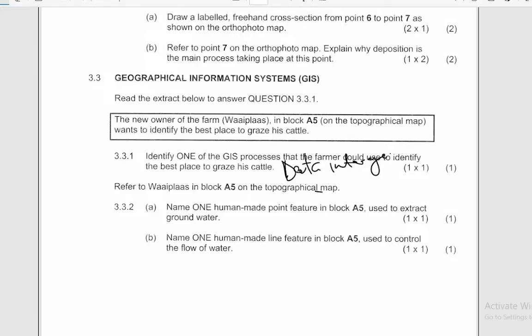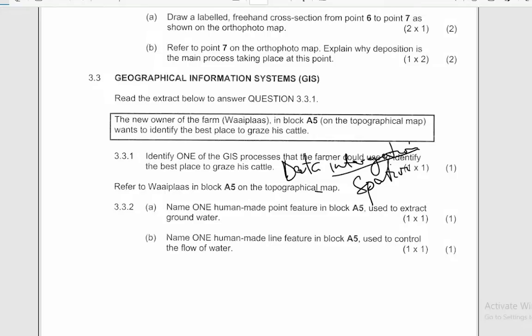Integration, we are saying, can bring together different sets of data for him to be able to make a conclusion. For example, he wants to graze his cattle, but the area is steep sloping. He cannot effectively graze the cattle there. It means you need to integrate some data on topography and maybe some data on some other aspect like rainfall. So he needs to incorporate those two data sets for him to be able to come out with a valid decision.